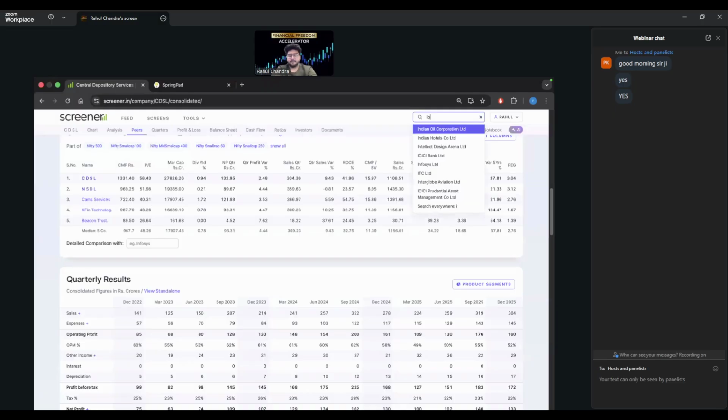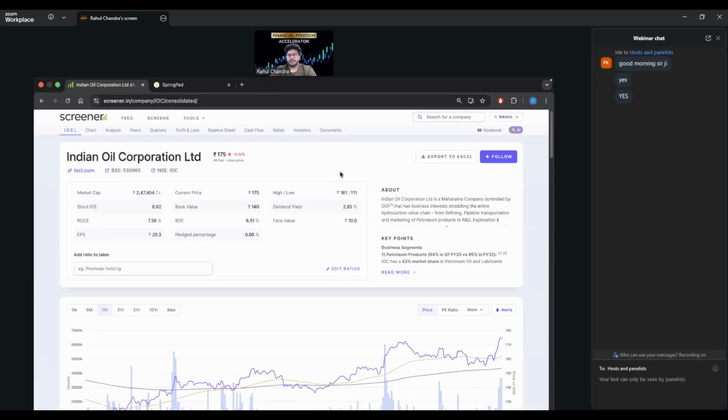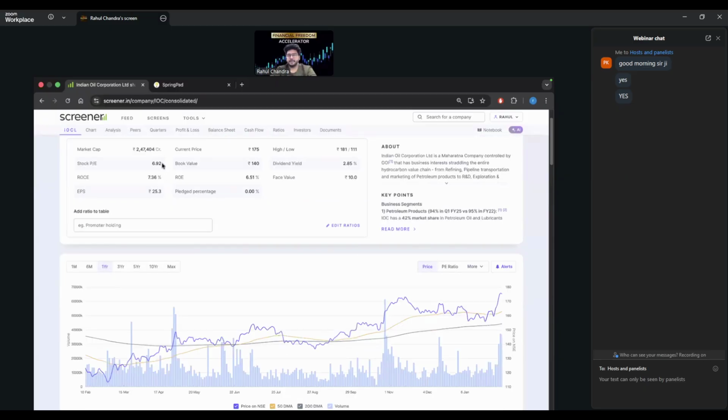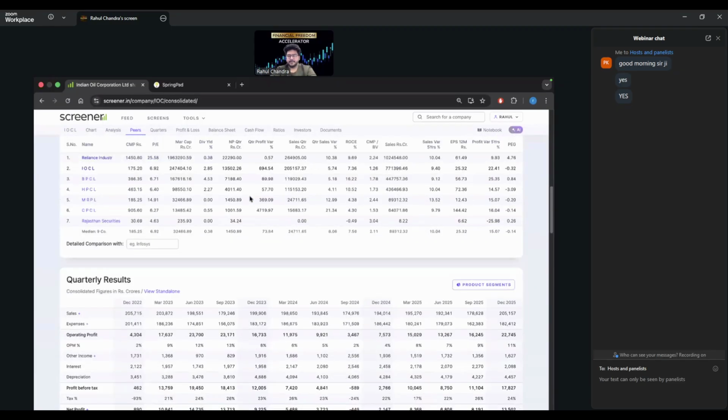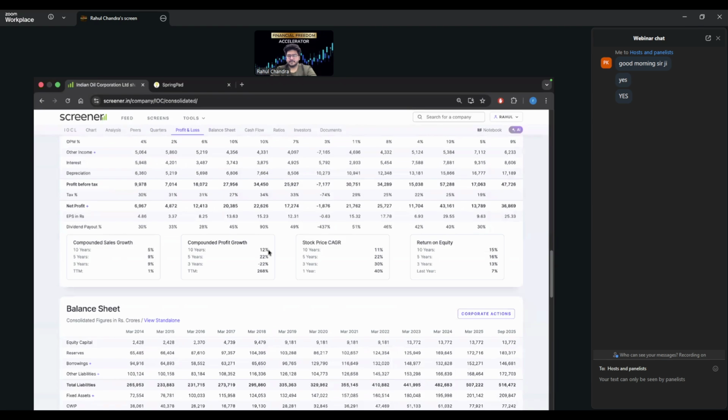Let's look at another company. IOCL, Indian Oil Corporation. What is the PE? Only 6.9. 7. पकड़ लेते हैं, ठीक है? 7 is the PE. What is the profit growth in the last 5 years?